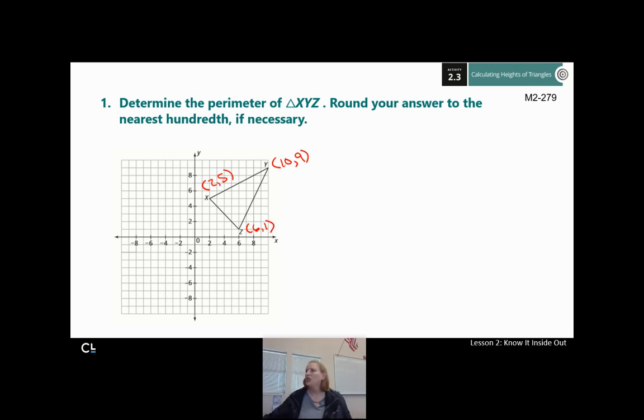So the first thing I'd like you to do is go ahead and find the perimeter of triangle XYZ. Don't forget, it does say to round your answer to the nearest hundredth if necessary, so 2 digits behind the decimal. So go ahead, bust out distance formula. You're going to have to do it 3 times. And once you find the lengths of all the sides using distance formula, then find your perimeter. Go ahead and hit pause to work this out, and then hit play when you're ready to check your work.